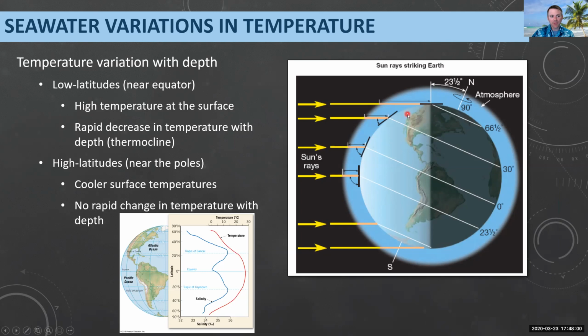Basically, high temperatures at the surface. And what's kind of cool, though, is that you get a rapid decrease in temperature with depth the deeper you go in the ocean. I don't know if you've ever been snorkeling or anything like that, but if you dive down, or even in a deep swimming pool, if you dive down far enough, it goes from warm at the surface to much cooler at the bottom. And that creates something called a thermocline.